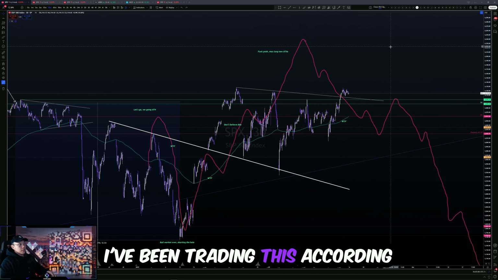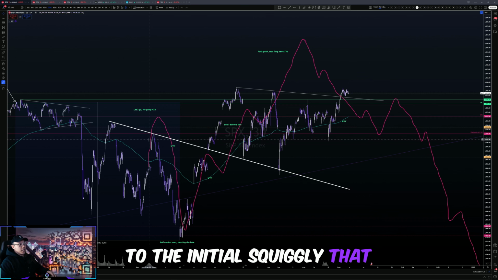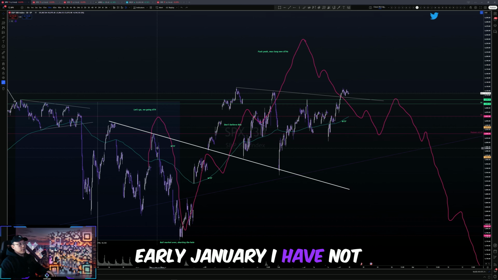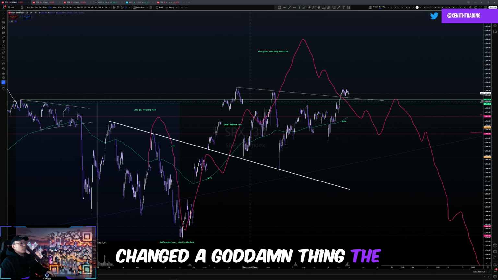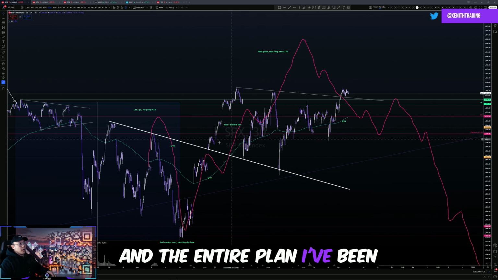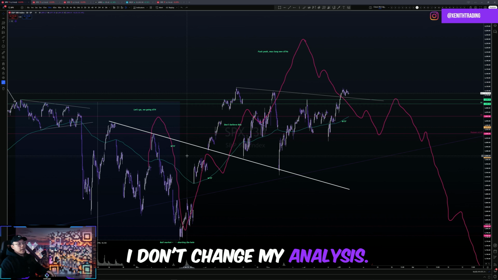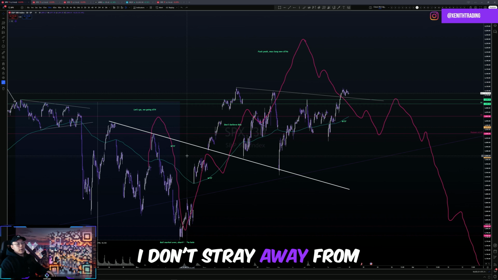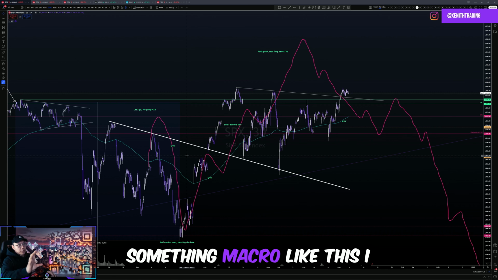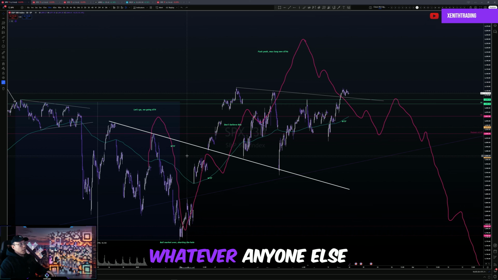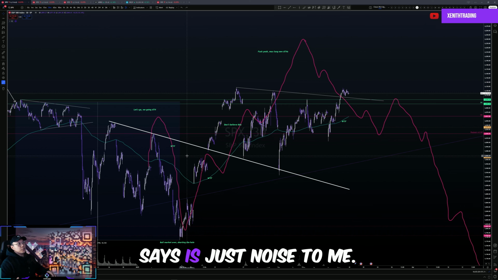I've been trading this according to the initial squiggly that I provided you guys back in early January. I have not changed a thing. The way I've been executing this and the entire plan, I've been following this. You guys notice I don't change my analysis. I don't stray away from it, especially when it's something macro like this. Whatever anyone else says, it's just noise to me.